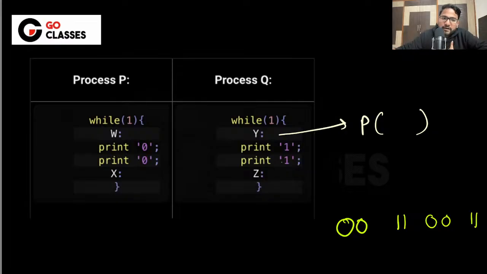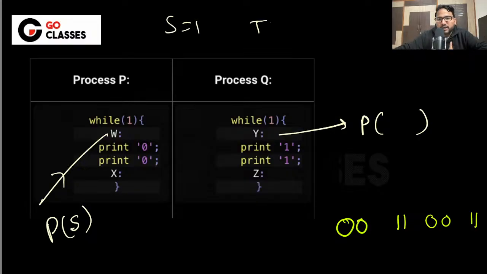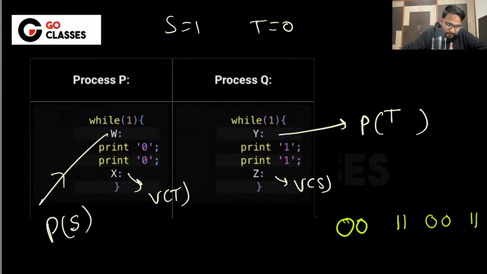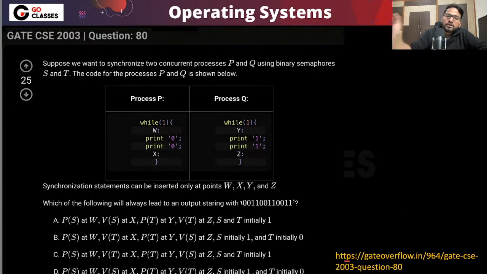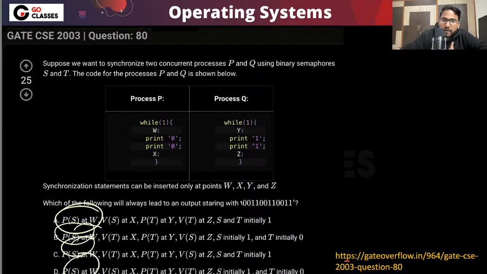I think this is an easy question only. And this is also P, but it can be initialized to 1. Here S is 1 basically. Let's suppose T is 0, so T must be here, and then this must be V of S, and this must be V of T, something like this. Let me know if that is okay to everyone. Understood? So W and Y should be P's.